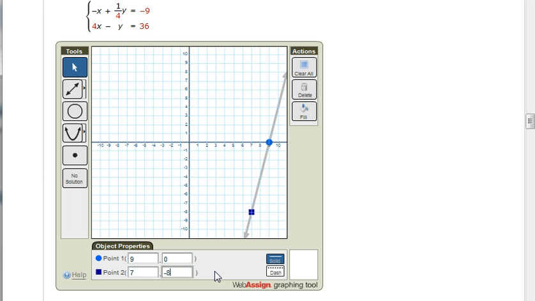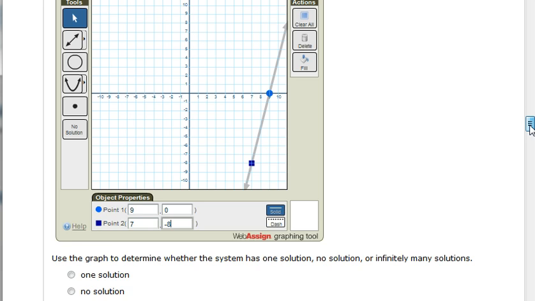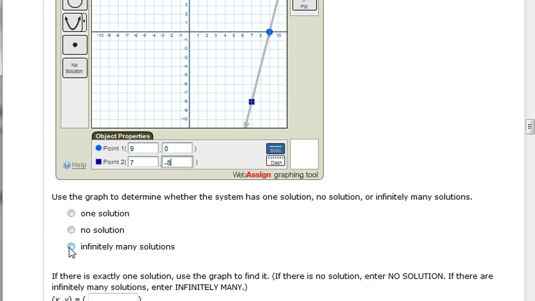And actually, it is also our second line, because if we multiply the coefficients of the terms in the first equation by negative 4, we get the values in the second. And so these two equations in this system are equivalent. There will be infinitely many solutions, all the points on that line.